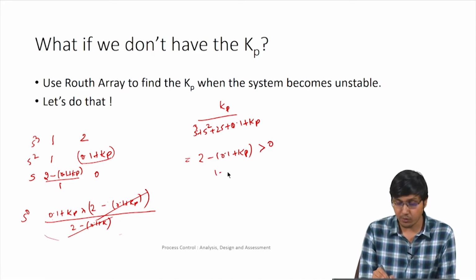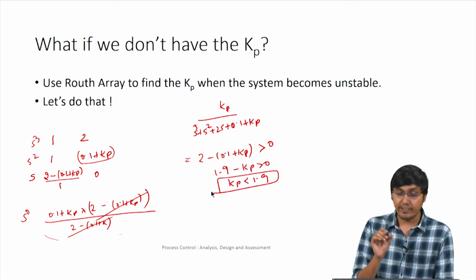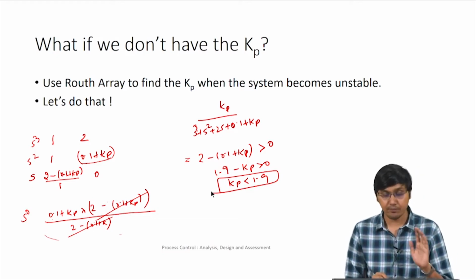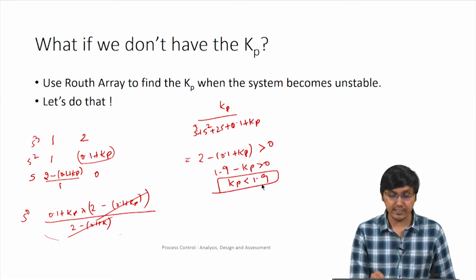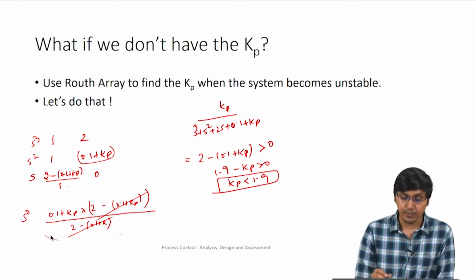So this becomes 1.9 minus Kp greater than 0, which means that Kp is less than 1.9. So the first conclusion we can draw is that whenever Kp is less than 1.9, this particular system is going to be stable. That's a straightforward thing we see. If Kp is less than 1.9, this term is positive and this term is also positive, okay. So that's what we have seen in the first case, okay.